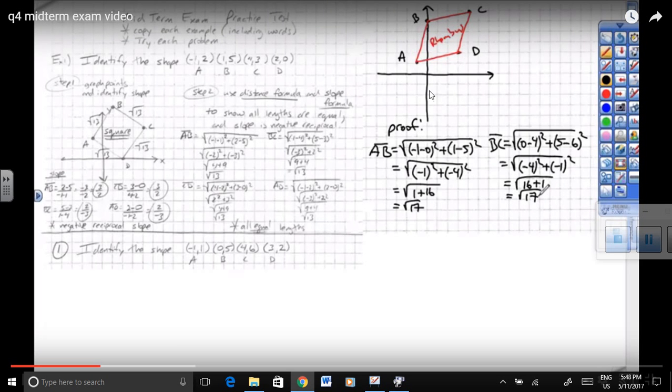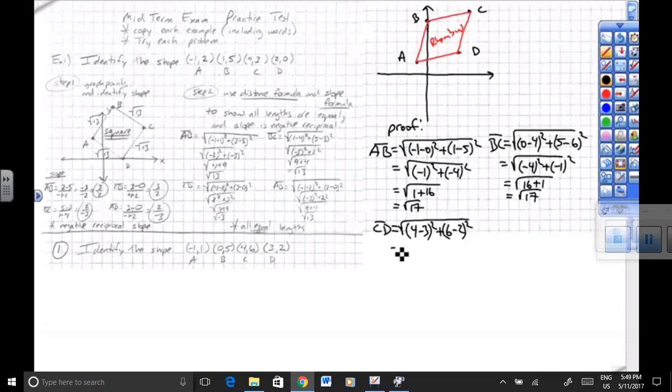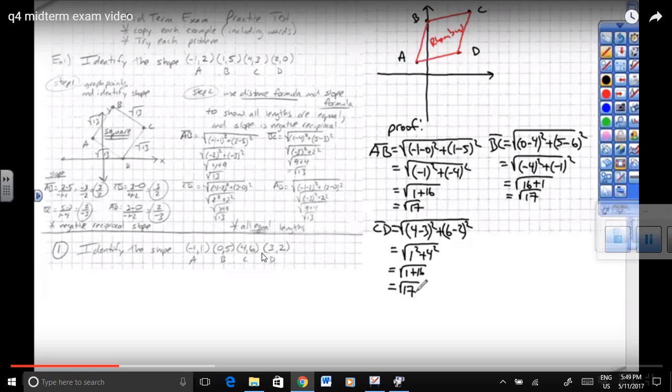Find that third length, CD. So that goes from 4, 6 to 3, 2. So 4 minus 3, subtracting the two X coordinates, plus 6 minus 2 squared, subtracting the two Y coordinates, gives me 1 squared plus 4 squared, which is 1 plus 16, which is the square root of 17. So far so good. Three lengths are the same.